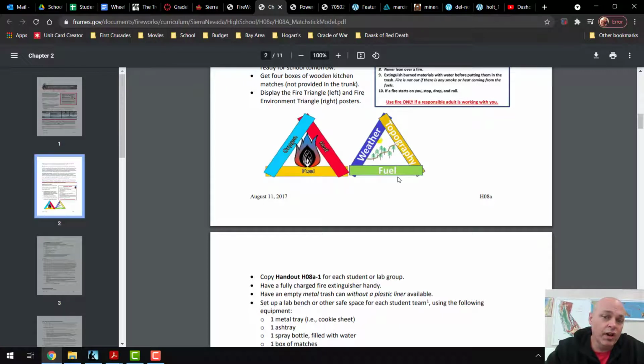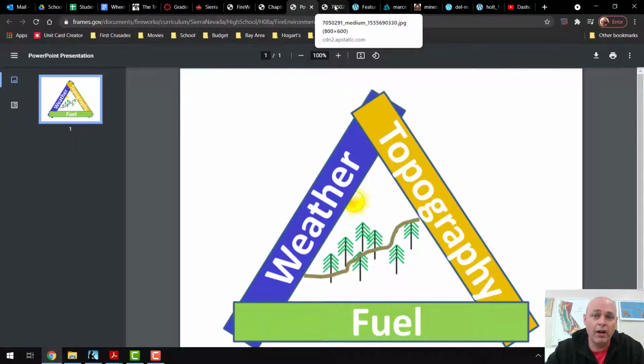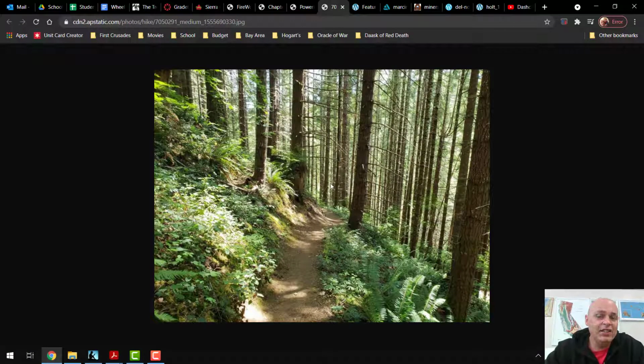Today we're going to look at another triangle that contributes to wildfires. The triangle that we're going to look at has three parts: weather, topography, and fuel. So I just want to talk about each of those very briefly. The first one I'll talk about is topography. Topography has to do with the slope of the forest.